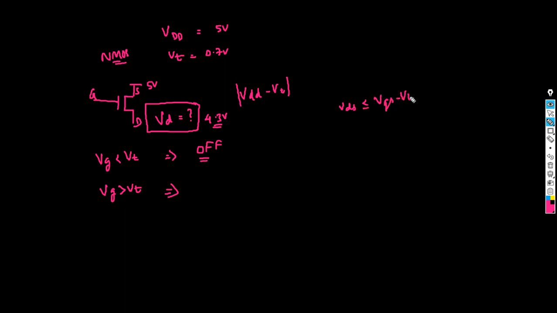Now remember, VDS is less than or equal to VGS minus VT, your gate supply minus VT. Remember, you guys have to understand one thing. You don't need to get into too many equations.